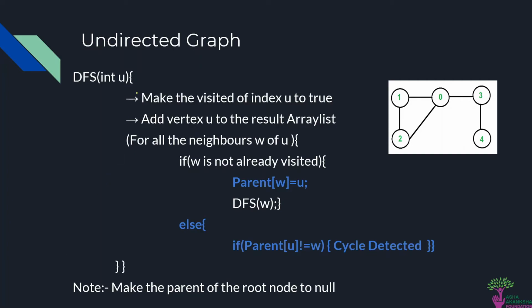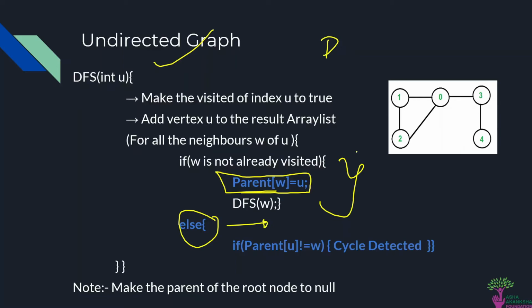So let's look at what the code looks like in case of an undirected graph. For an undirected graph, we have to make only one additional change, which is we have to store the parent of any vertex. And as we know, U will be the parent of W only if W is visited by U the first time, which is in this if case. The parent of W is U as W is visited the first time by U, and this else case is used to detect the back edge. As W is already visited, we will check the condition that parent of U is not equal to W. If it is true, a cycle will be detected.